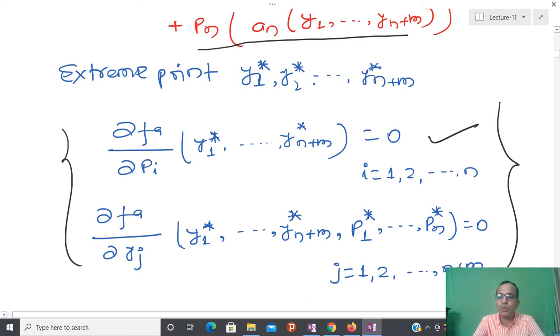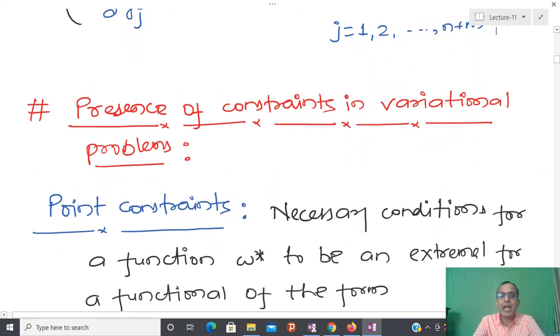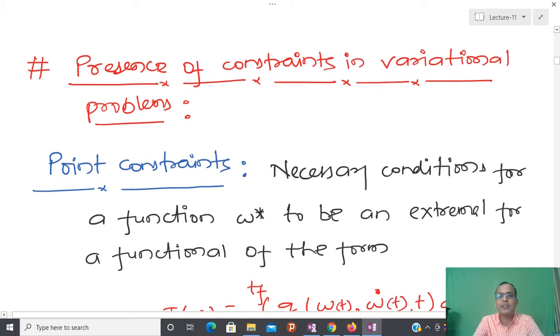Now what is the goal of today's lecture? I am going to extend this result, whatever we have developed for functions, to functionals. And now I am going to look at the problem of calculus of variations in the presence of constraints. So again I have to find the necessary condition such that if some functional is given and we have a certain kind of constraint, then I can extremize that functional.